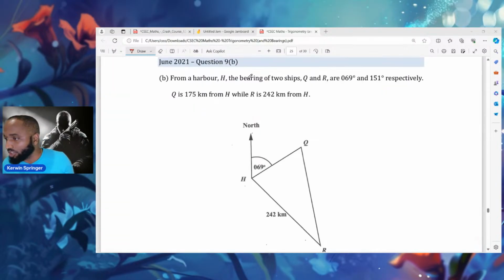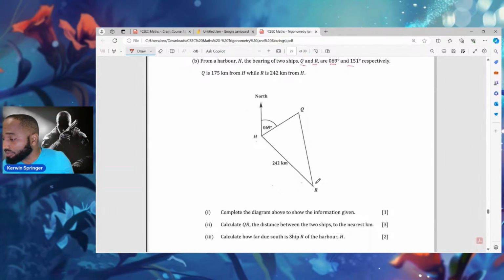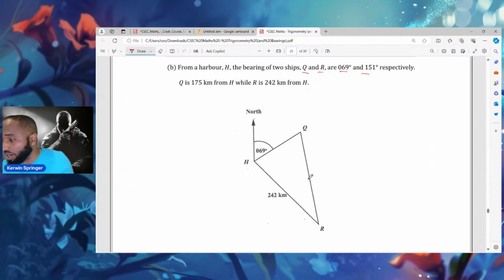From a harbor H, the bearings of two ships Q and R are 069 and 151 respectively. Q is 175 kilometers from H, while R is 242 kilometers from H. Complete the diagram above to show the information given. Sure, let's do that for you. Q is 175 from H, so I need to put 175 kilometers here. Anything else missing?